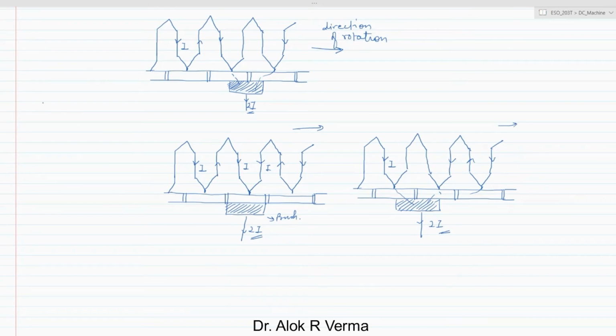So if you draw the coil current as a function of time, initially you will have positive I, then it will go to negative I, and this is the commutation transition. If the characteristic is like this, then this is known as delayed or under commutation.